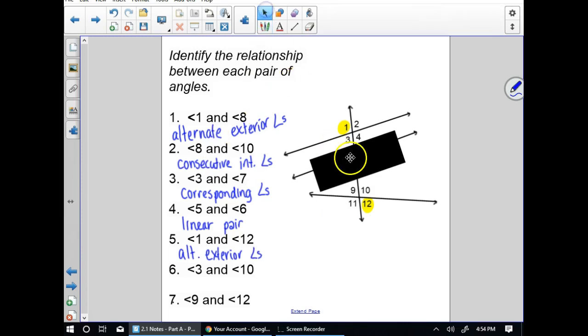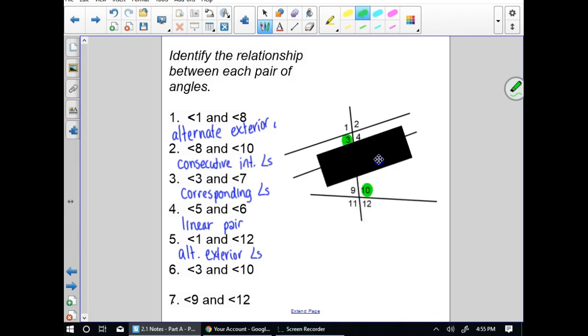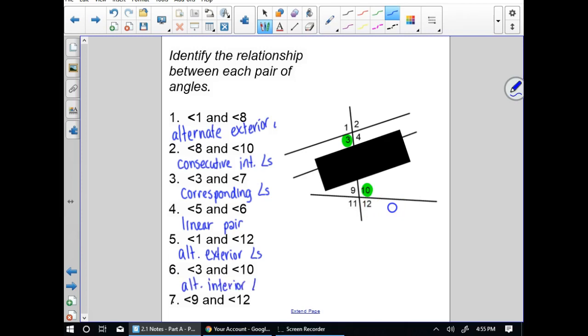Next up is 3 and 10. For this, we're looking at 3 and 10. Again, we are not paying any attention to those middle angles. If we pretend that line's not there, 3 and 10 are both interior angles, and they're on opposite sides of the transversal, which means that they are alternate interior angles.